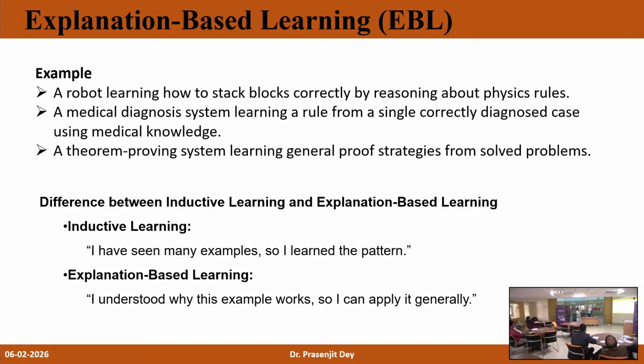Another example is a medical diagnostic system learning rules from a single correctly diagnosed case using medical theorem proving. But if there is uncertainty, this will not work, because there is no absolute answer. In the case of stacking the blocks, there is an absolute answer, this is the best way of stacking. But in some scenarios the outcome is fuzzy, probabilistic, uncertain. In that case, you should solely rely on data, and if the data is less, it can mislead.